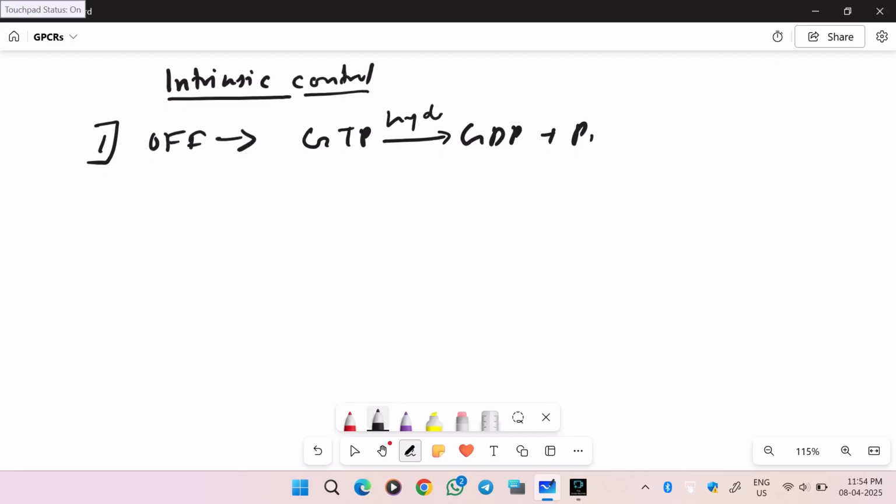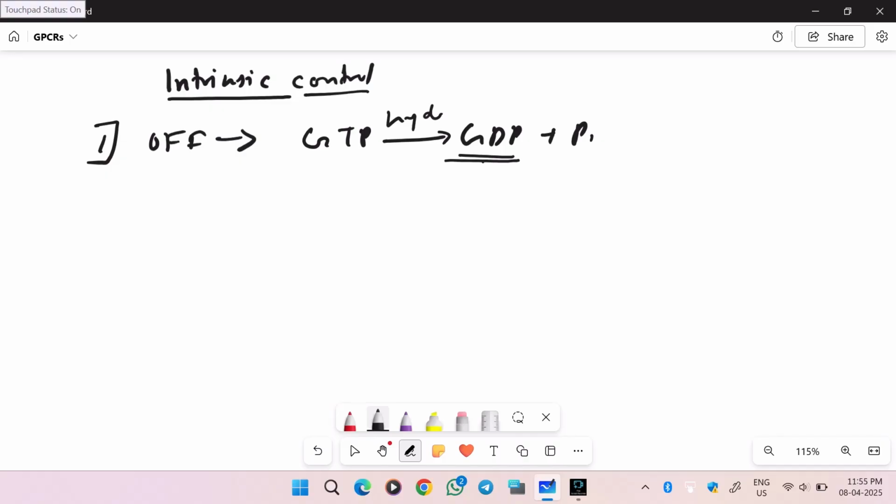Okay, so these G proteins have the ability to turn themselves off. How? By hydrolysis of GTP to GDP and phosphate. So they can undergo a hydrolysis process, and when the GTP becomes GDP, that essentially means that it is getting inactivated, as I already stated, right?